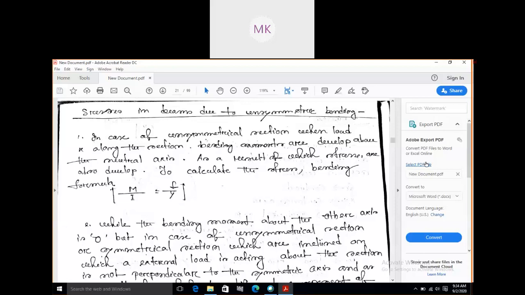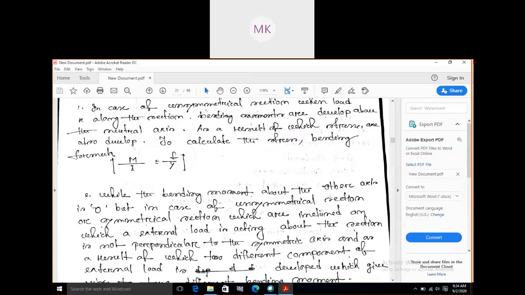In case of an unsymmetrical section, when load is applied along the section, bending moments are developed about the neutral axis, as a result of which stresses are also developed. To calculate that stress, we need to use the bending formula, which is given by M by I equal to F by Y. I think all of you already got this in your earlier semester. This formula is familiar to you.